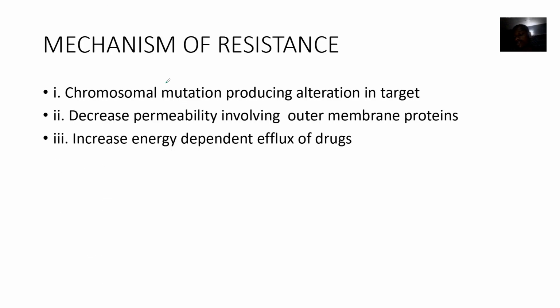Mechanism of resistance. Why will organisms suddenly develop a resistance to this drug? It could be due to chromosomal mutation producing alteration in the target. It could be due to decreased permeability, the organism is no longer taking the drug in. Then it could be due to efflux. It could be that the drug is actually getting into the organism, but the organism is also shooting it out.